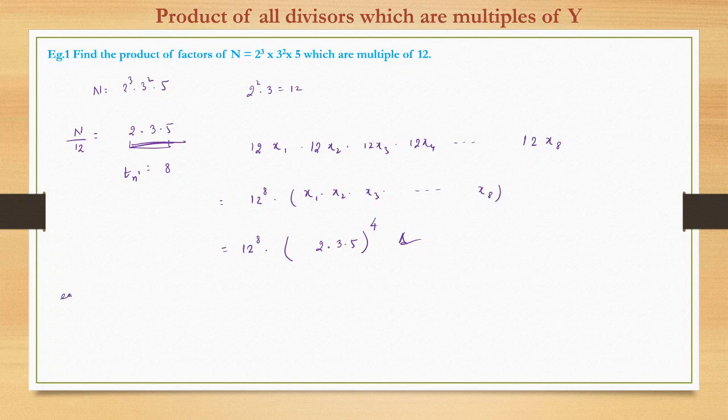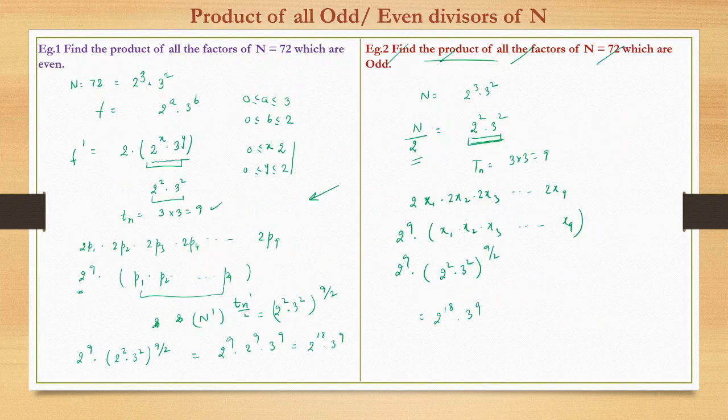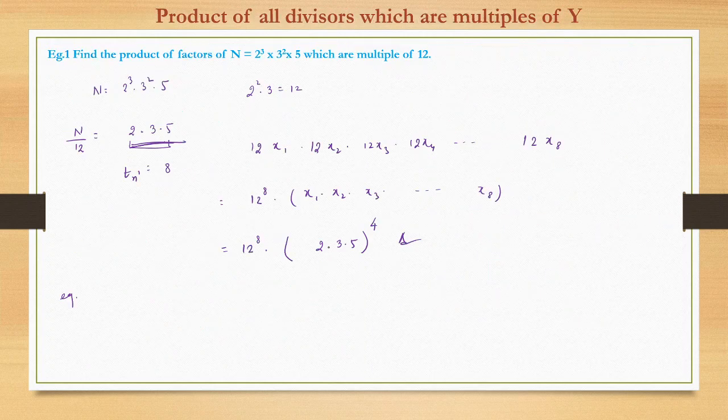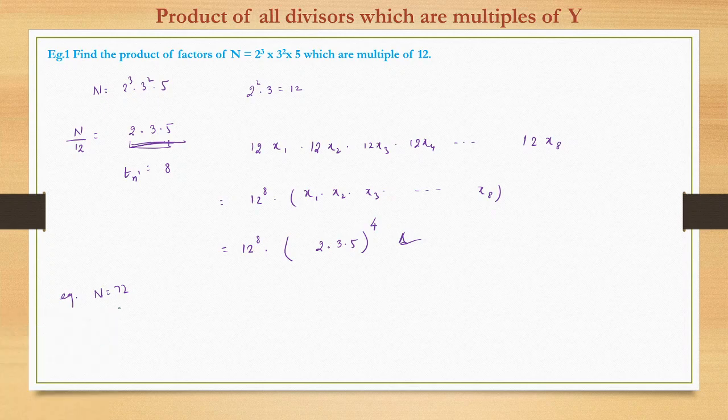And another example we will take, which we had left here. The question was to find the product of all factors of n which are odd. So the example is n equal to 72. We have to find the product of such factors which are odd. So what can we write? 72 is 2 raised to power 3 into 3 raised to power 2. So for odd, we need not consider the even numbers. So our n dash becomes 3 square, right?